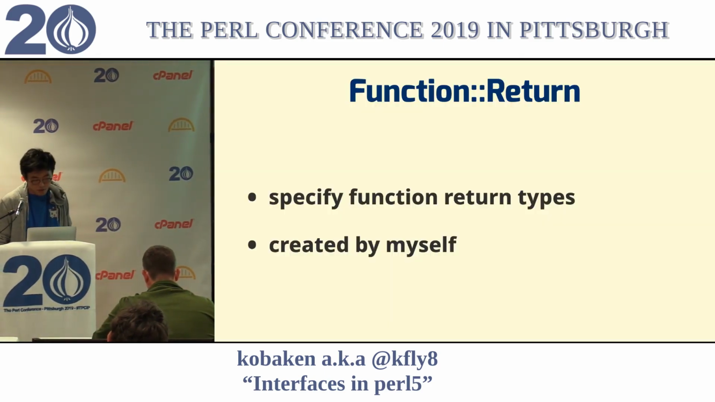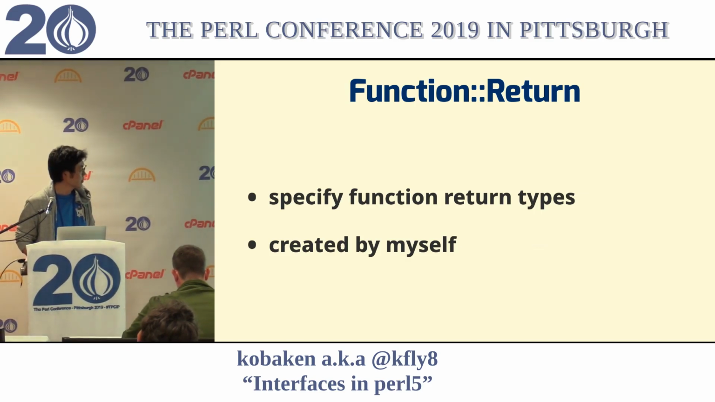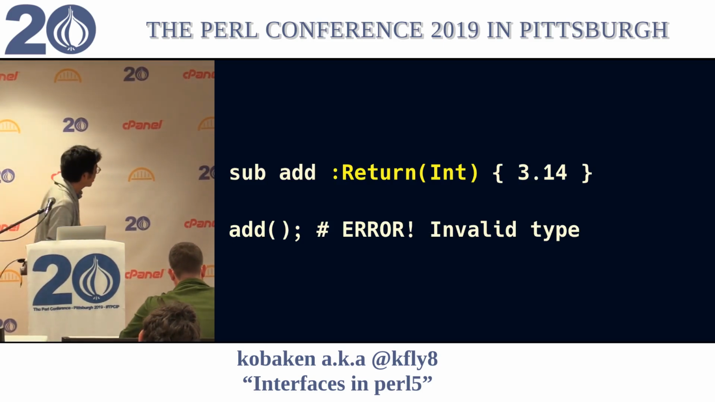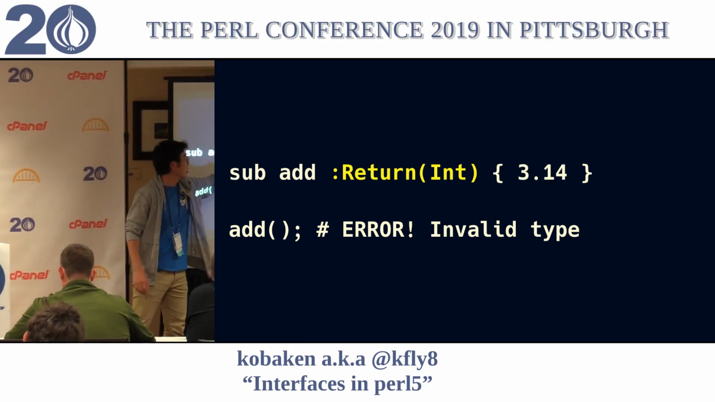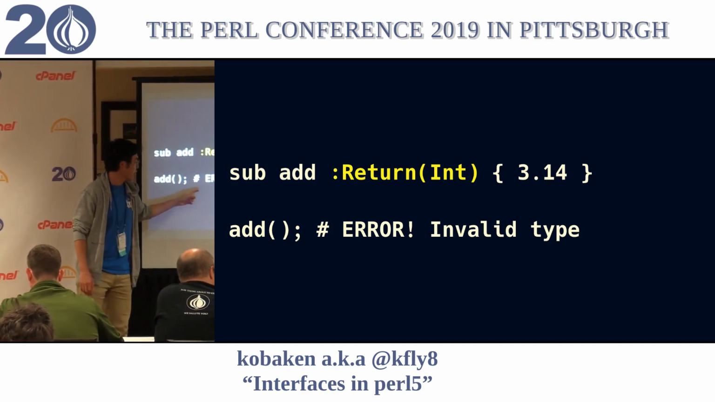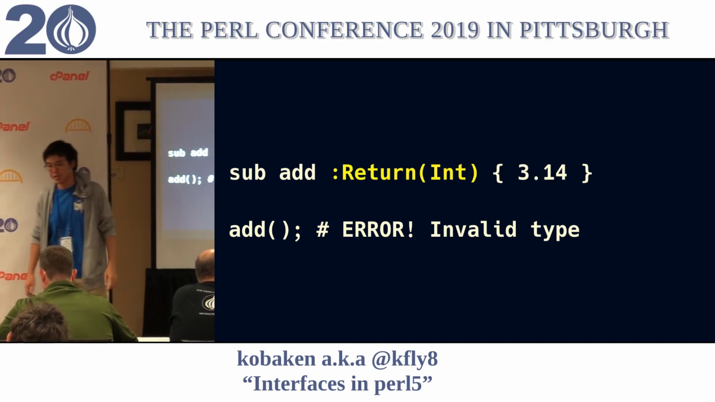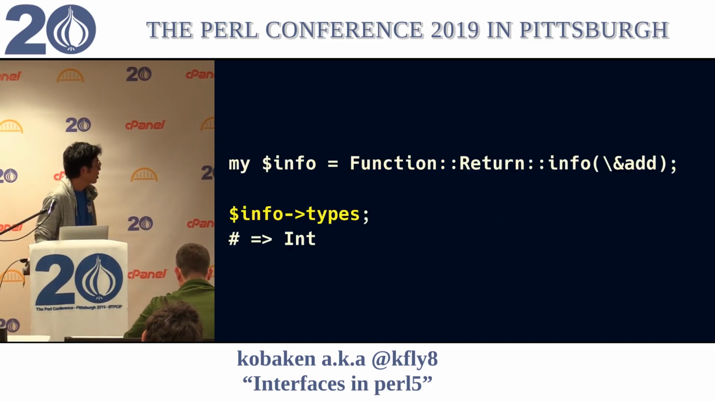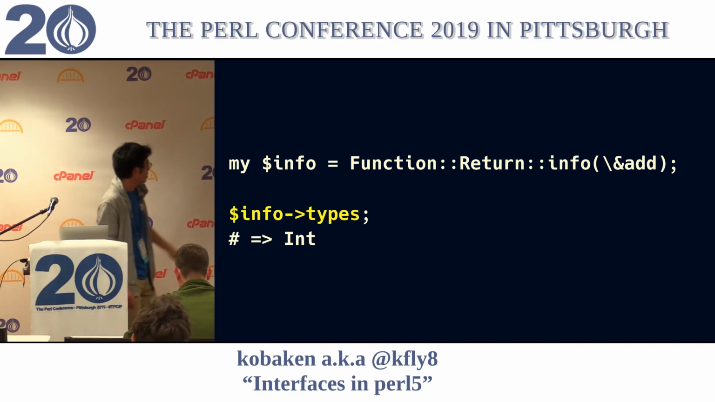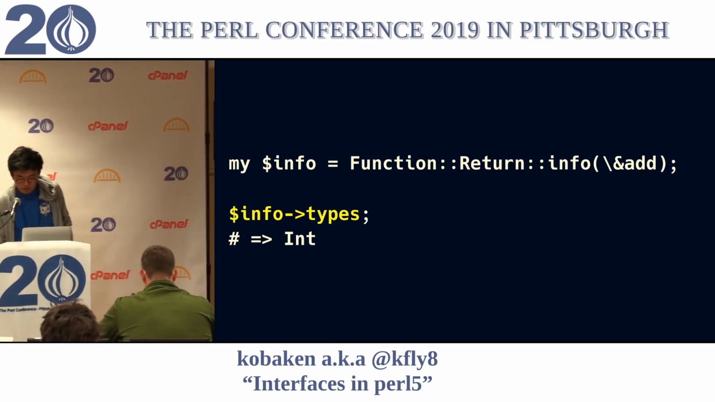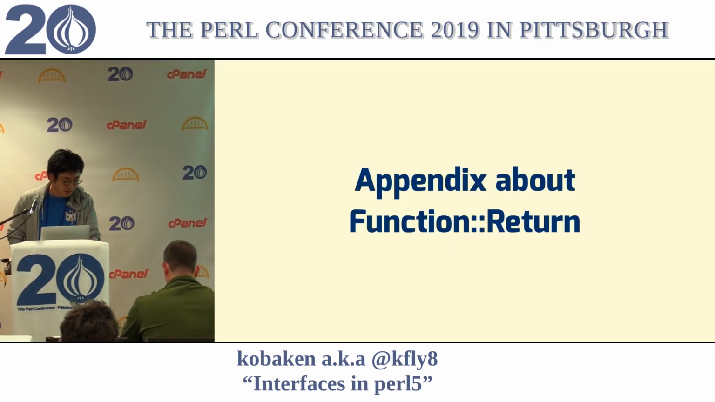Next, function return: specify function return types. For example, this code returns type Int, but the return value is a number. So I get an error message at runtime. And we can get meta information of the function return with info types. We get Int.